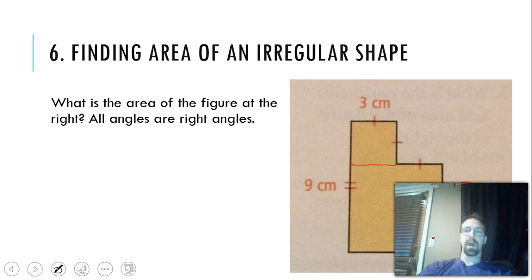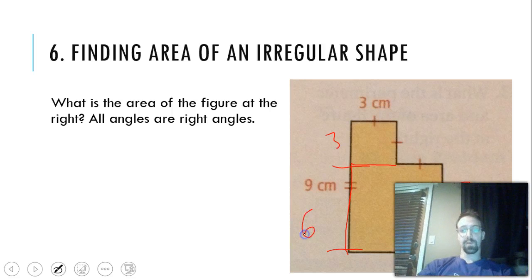However, the problem is, I don't know the distance now from here all the way down to here. So I started with 9, and I took off 3. So if I... 6 what? Yeah, don't forget your label. So this is 6 centimeters. And this is 6 centimeters.